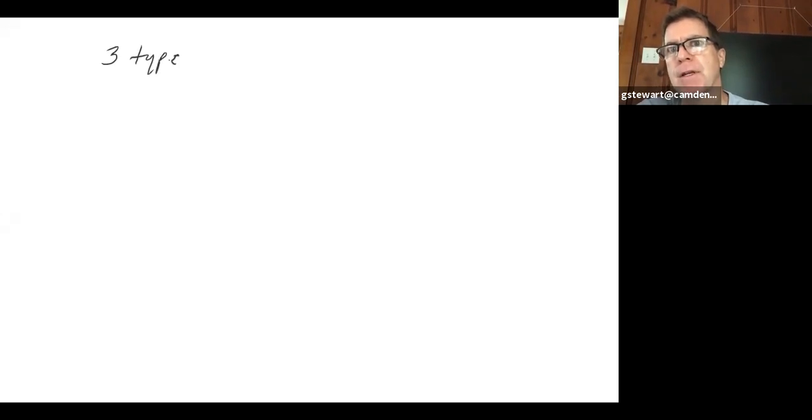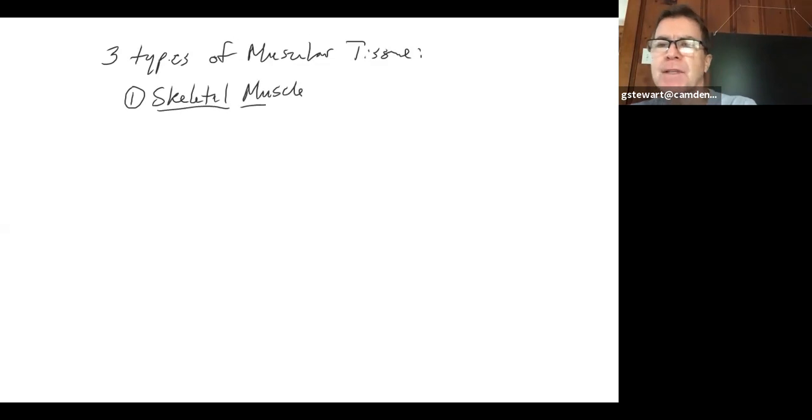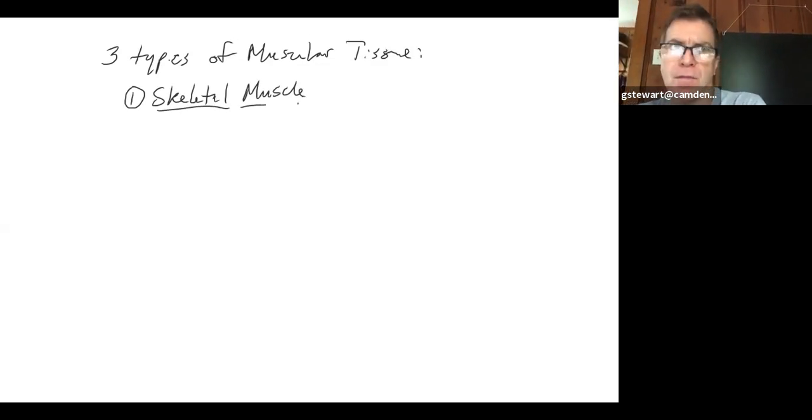We did this when we studied tissues, three types of muscular tissue. So I'm just going to quickly go through their characteristics again. First one is skeletal muscle. And the reason it gets its name, skeletal muscle, is because this is the stuff that's attached to bones. It's the specific muscle tissue type.